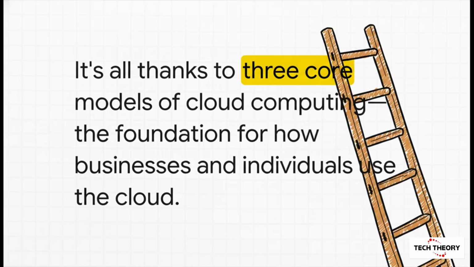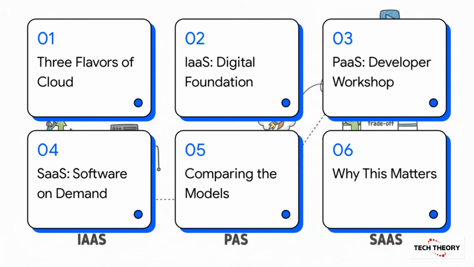Well, the secret isn't magic, but it is a really smart system. It's all thanks to three core models of cloud computing. You can almost think of them like a ladder. Each rung you climb gives you a different level of service, a different amount of control, and a whole lot of convenience. So here's the plan for our climb.